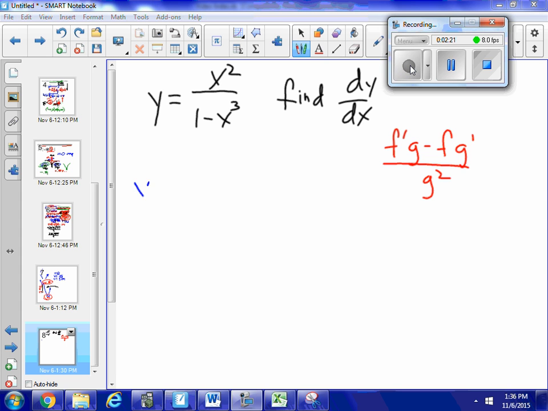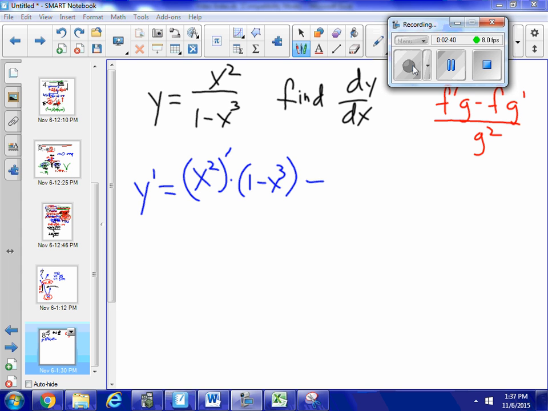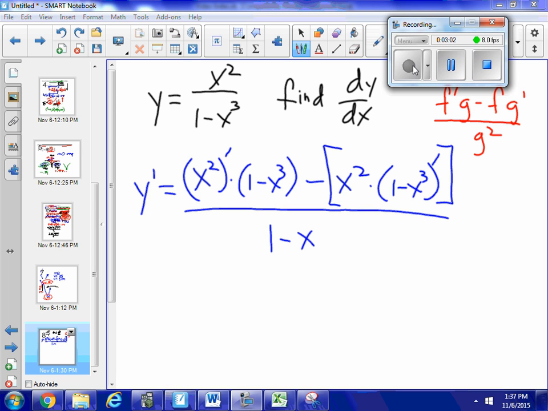So I know then that y prime is going to be equal to x squared prime times g, which is 1 minus x cubed, minus f, which is x squared, and I'm going to put a bracket around this so I don't lose any negative signs, x squared times the derivative of 1 minus x cubed, all over 1 minus x cubed squared.